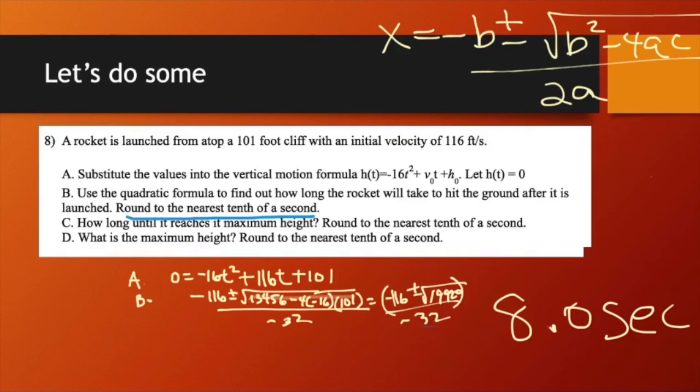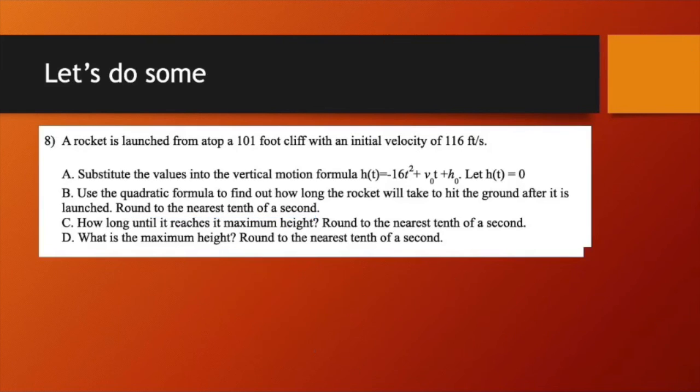Let's move on to letter C. Letter C says, how long until it reaches its maximum height? Well, if you remember, this is a parabola, and since it's got a negative a right there, it's upside down. That maximum height is going to be at the vertex. To find the coordinate of the vertex, the formula was x equals negative b over 2a.